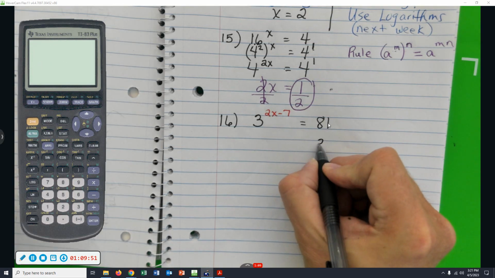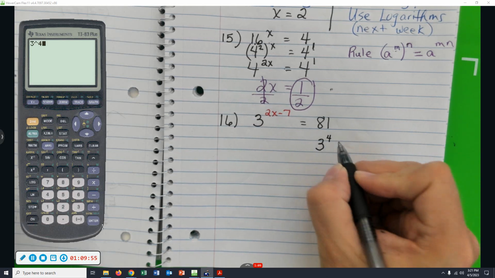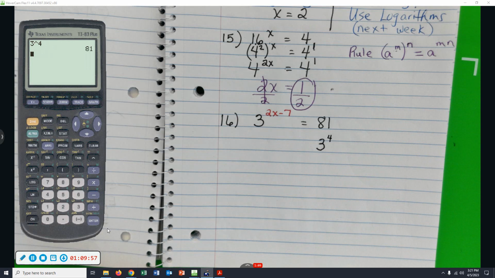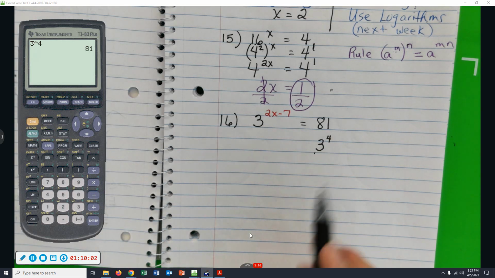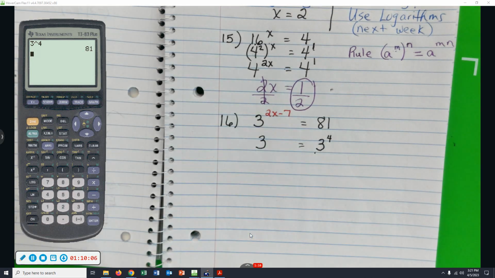What power will give us an 81? 3 to the 4th power. So we rewrote 81 as 3 to the 4th. Now, how did I get that? She thought 9 times 9 is 81, and 9 is 3 times 3.